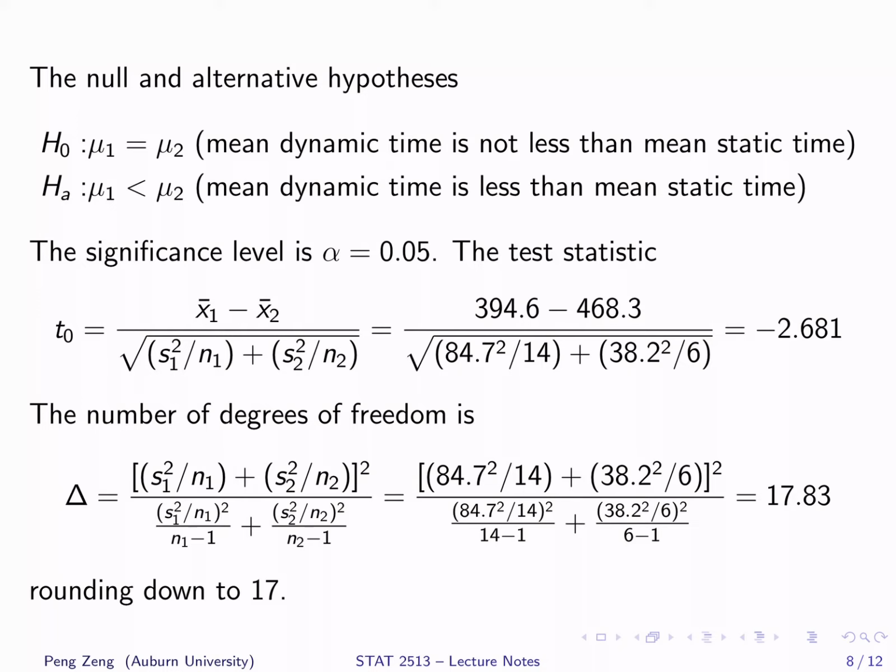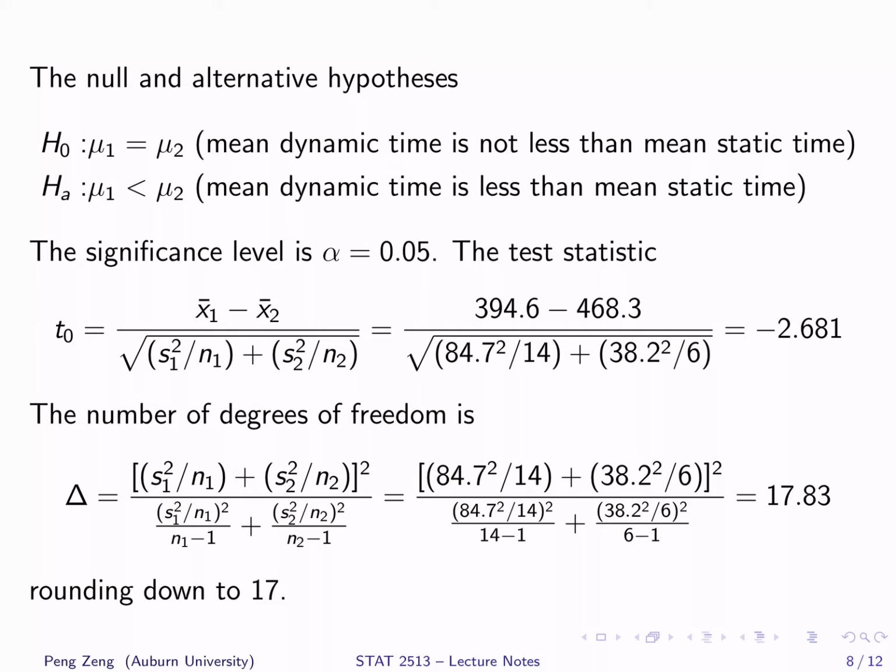Next, we need to calculate the number of degrees of freedom. When you plug in the numbers, make sure to do it correctly. In the numerator, the square is outside of the bracket, so we do addition first and then square. However, in the denominator, we do square first and then addition. Do the math and you will get 17.83.